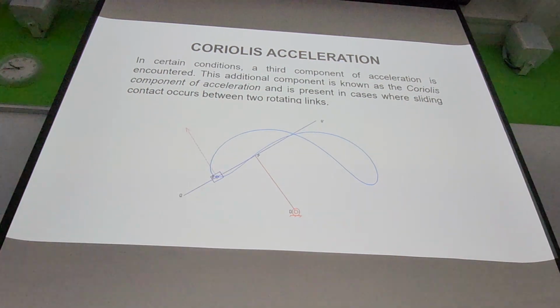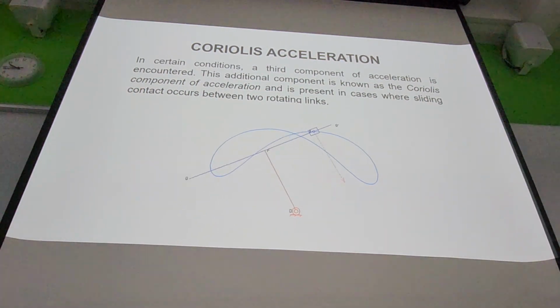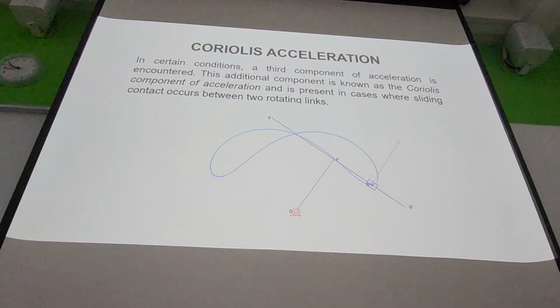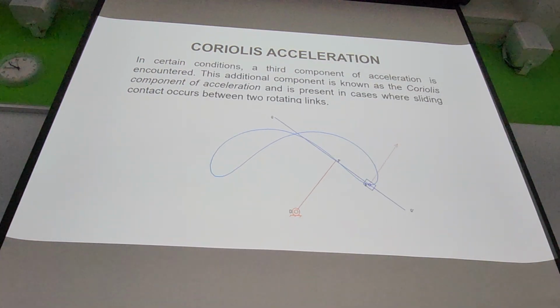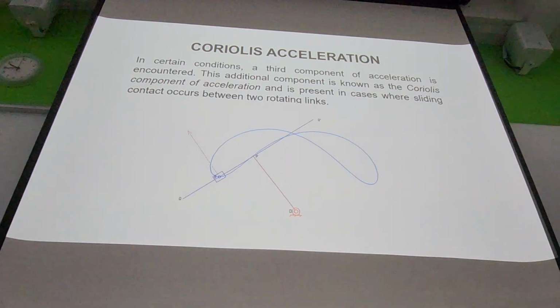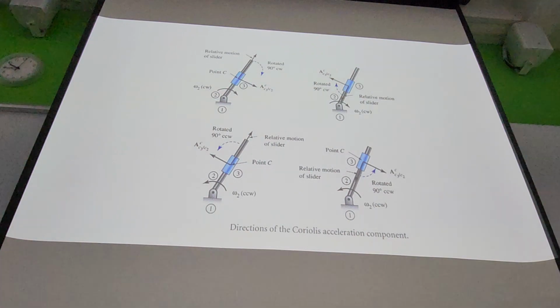This happens when sliding contact occurs between two rotating links. Now link 2 is rotating, link 3 is rotating, and the slider is also having a movement. Under these conditions we have the third component of acceleration, known as Coriolis acceleration. You can see a bit more on Coriolis acceleration from this figure. There are 4 instances you can see here.